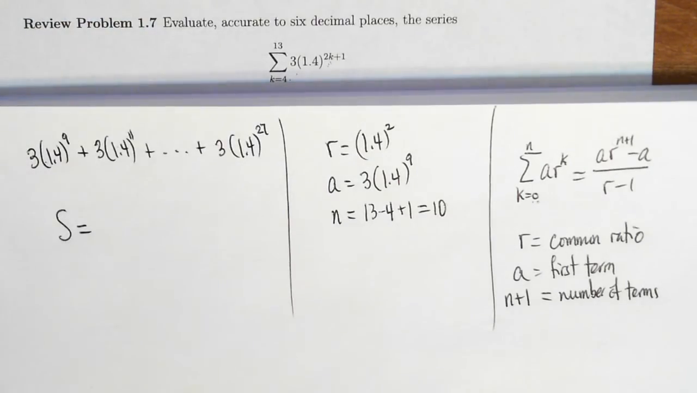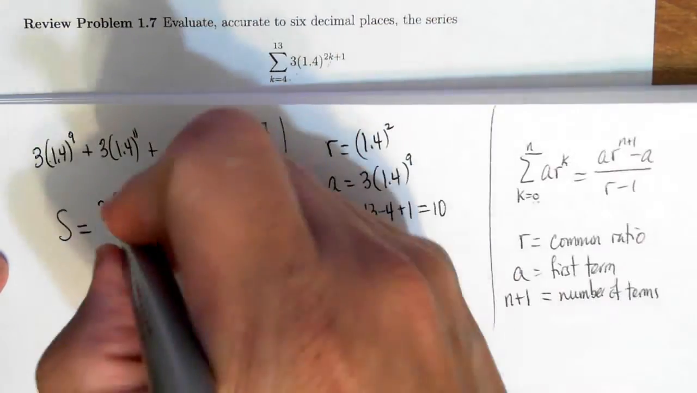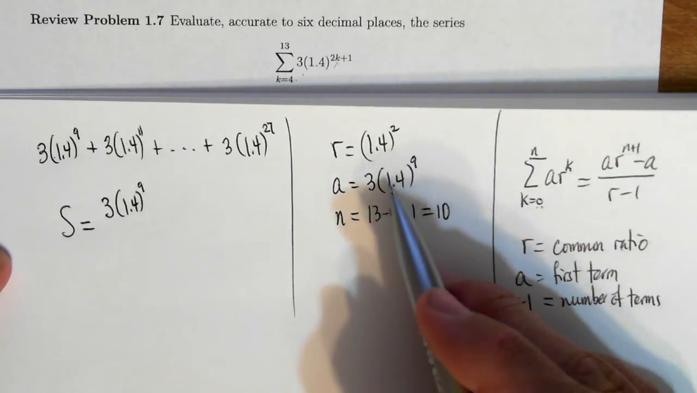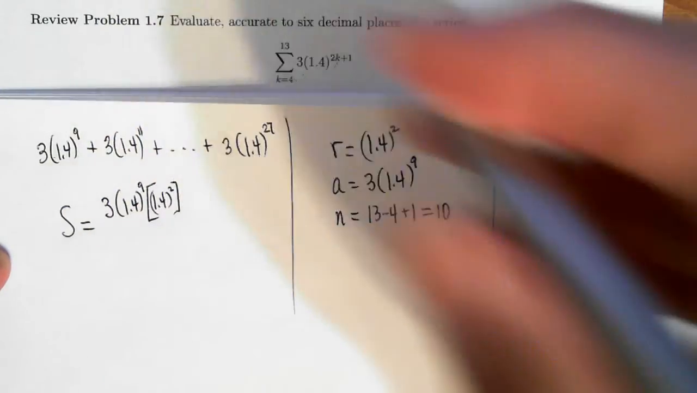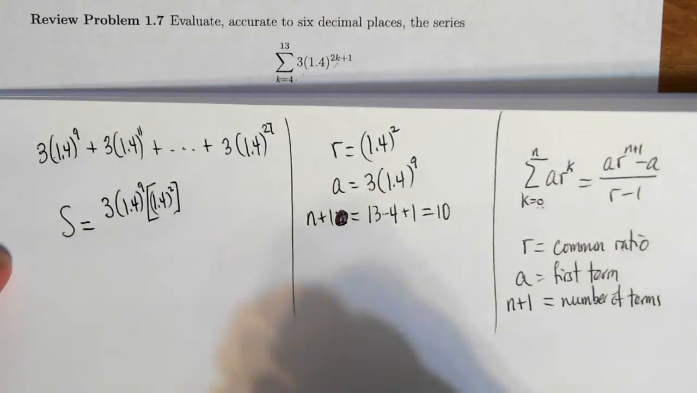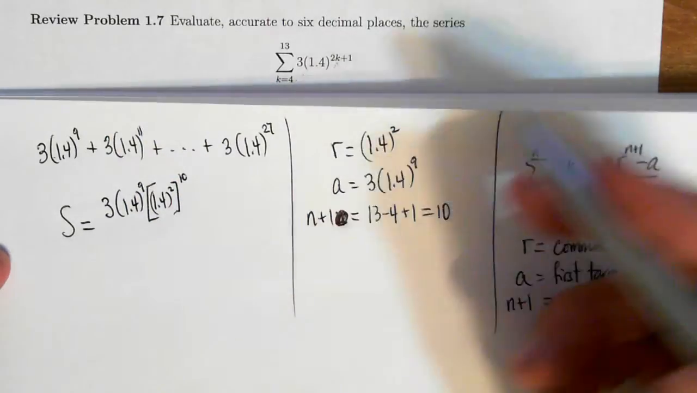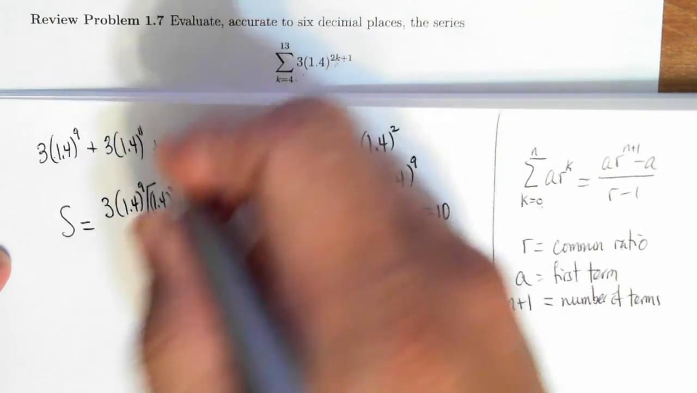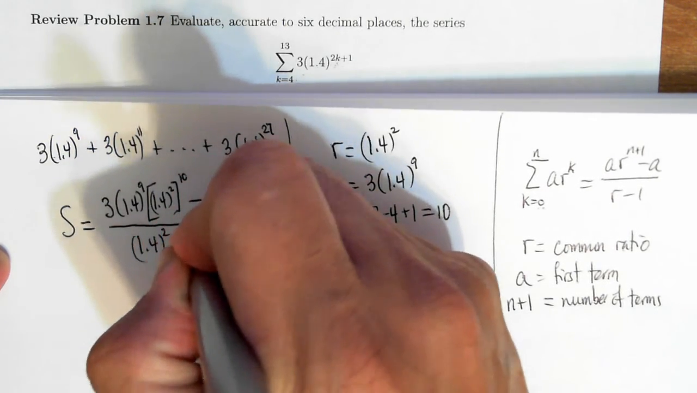So the sum will be equal to the first term, 3 times 1.4 to the 9th, times the common ratio, which is 1.4 squared. And now I take the common ratio and raise that to the number of terms, n plus 1. The number of terms is equal to 10. Minus the first term, 3 times 1.4 to the 9th. And I divide by the common ratio, 1.4 squared, minus 1.